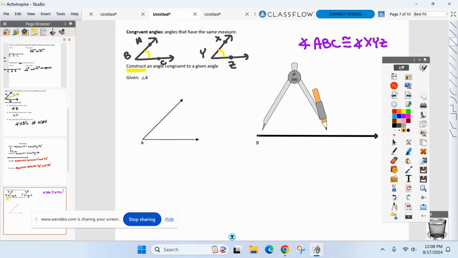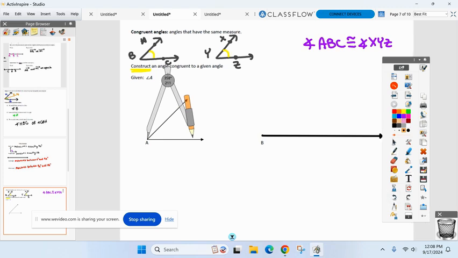Put your compass point on the vertex. I don't care what your opening is, but using your compass again, make an arc. You're going to make an arc that intersects both of your rays. Ready? Intersects both of the rays.